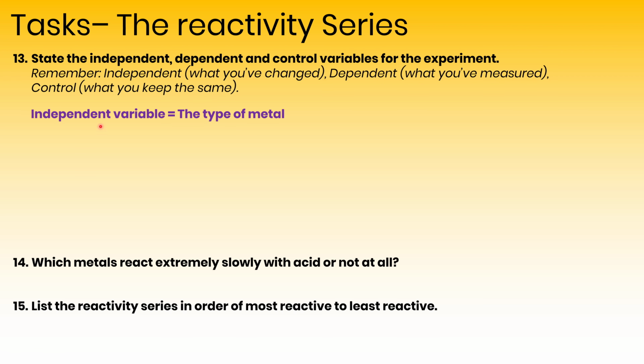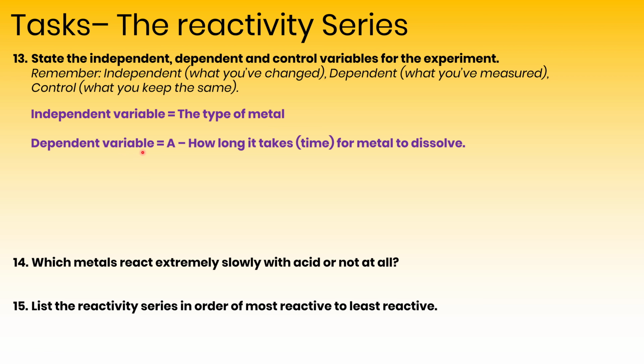In this experiment, the independent variable, what we're changing, is the type of metal, because that's ultimately what we're trying to compare. The dependent variable, what we've measured, was either, depending on the experiment that you did, how long it takes or time for the metal to dissolve, or the number of bubbles given off in 1 minute. It's important to keep the timescale for counting that number of bubbles the same for each metal.